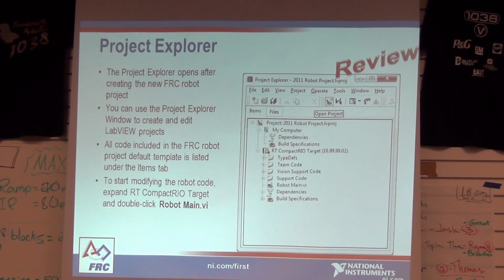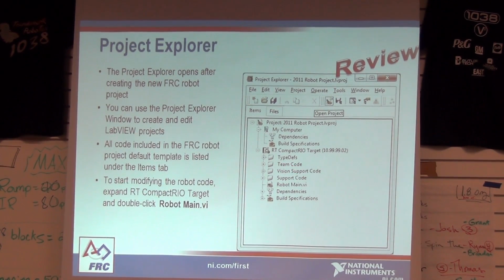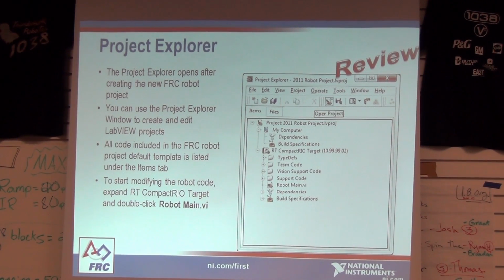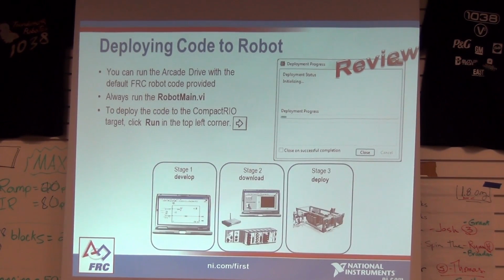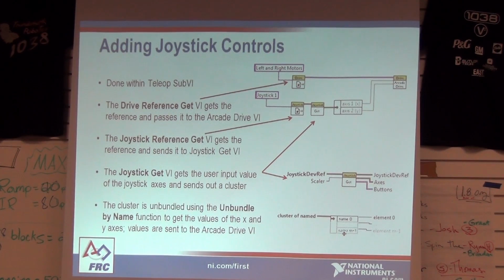This is the project Explorer. Here's robot main. Your team code is where your begin and teleop and auton and finish VIs are. It's robot main again. Okay, so when you deploy your code, this is not typically how we do it. This is a little outdated.